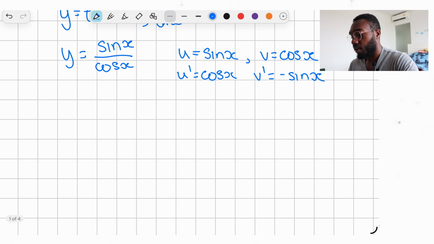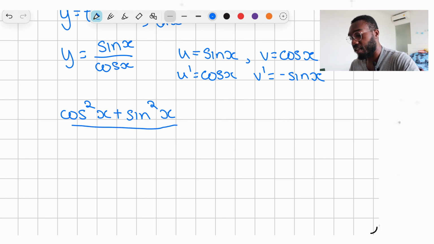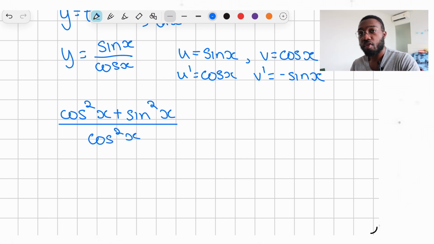So with the quotient rule, it will be u dash times v. In that case, that will be cosine squared x, minus u times v dash. So in this case, that will be minus sine x times sine x, which makes a positive sine squared x. And that will all be over v squared. Well, v is just cos x, so that would all be over cos squared x. Okay, so now I've done that, this would be dy over dx. And now we should simplify this down.